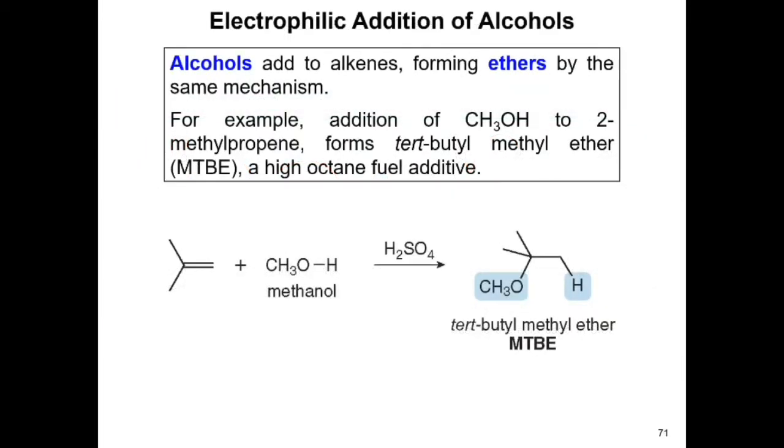Just like water, alcohols can also be added to alkenes, forming ethers by the same mechanism. So here we have methylpropene reacting with methanol in the presence of sulfuric acid. By the same mechanism, the methoxy group is added to the more substituted carbon atom, and then the hydrogen to the less substituted carbon atom.